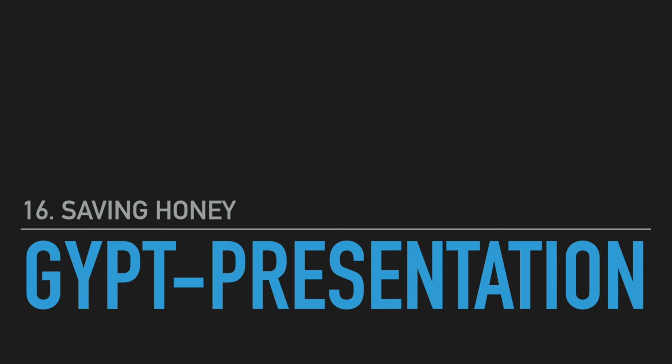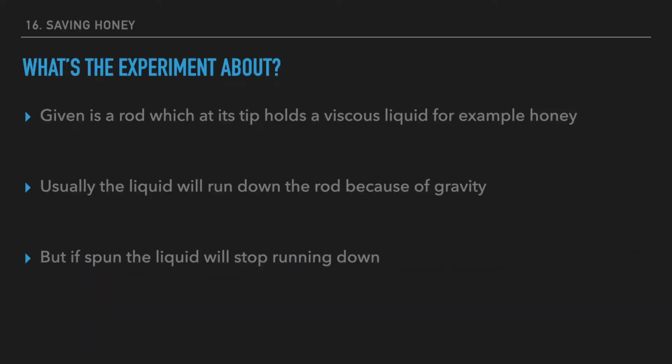To my GYPT presentation about the 16th experiment, which is called Saving Honey. At first, what is the experiment actually about? Well, given is a rod which at its top holds a viscous liquid, for example honey. Usually the liquid will run down because of gravity, as we all of course know. But if spun, the liquid will actually stop running down.